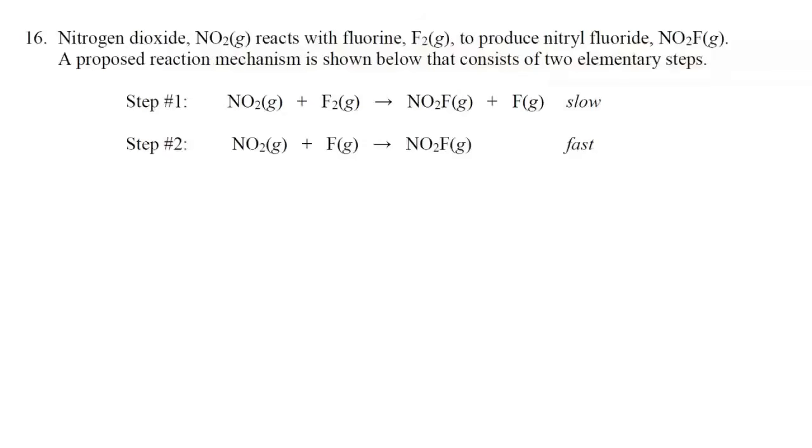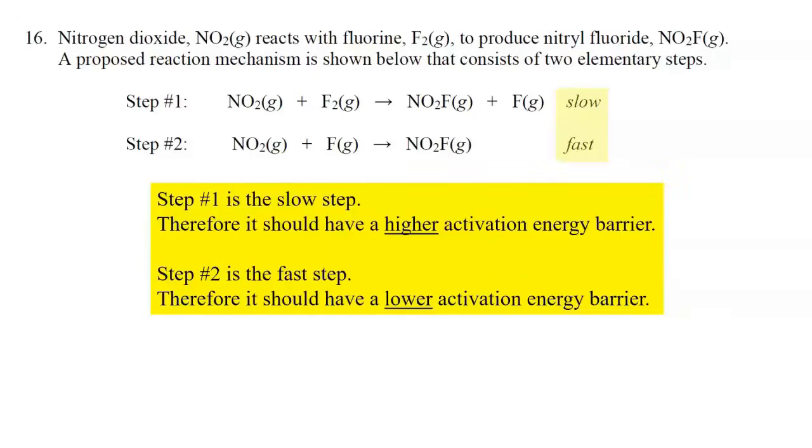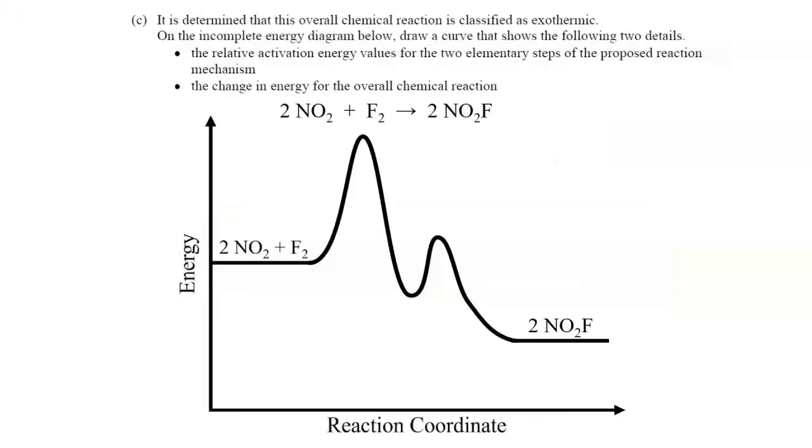Let's go ahead and take a look. The first step is slow. The second step is fast. Step 1 should have a higher activation energy barrier than step 2, because step 1 is the slow step. So the higher the activation energy, the slower the reaction rate. So I want a big hill followed by a small hill in my diagram.